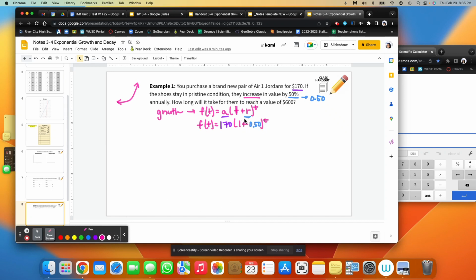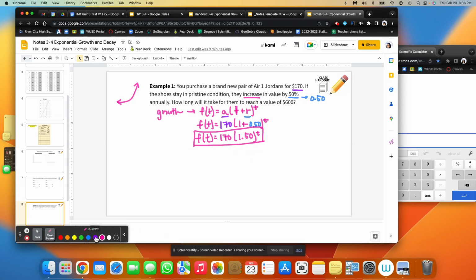So we should fully simplify, meaning we should add the numbers inside the parentheses. So our exponential growth equation is going to be 170 times, so 1 plus 0.5 is just going to be 1.50, 1.5, to the t power. So here's our exponential growth equation.